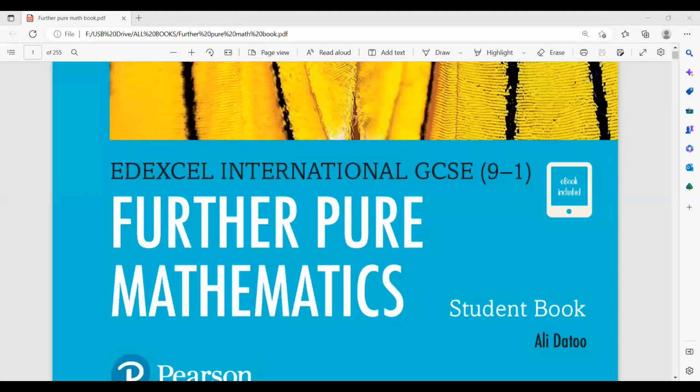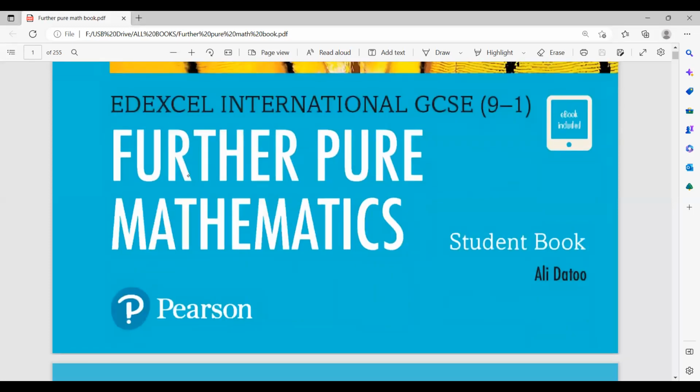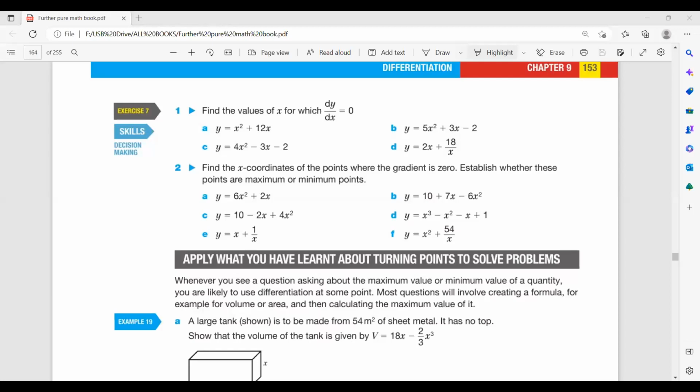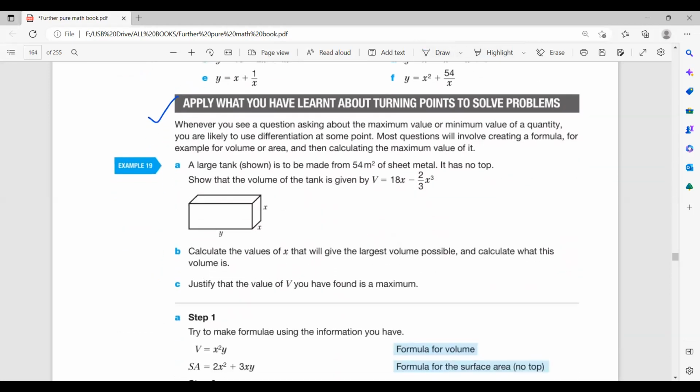Hello everybody. Today from the Edexcel International GCSE 921 Further Pure Mathematics book, we will solve some maths. From chapter 9, the differentiation chapter, we will solve this maths. Apply what you have learned about turning points to solve problems.